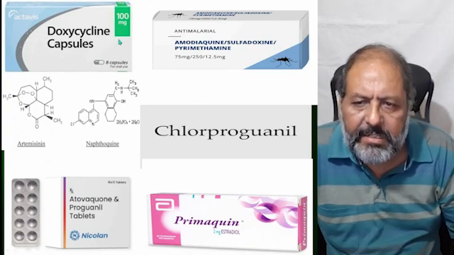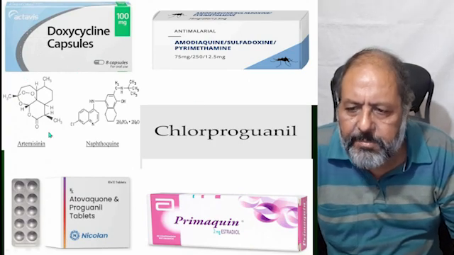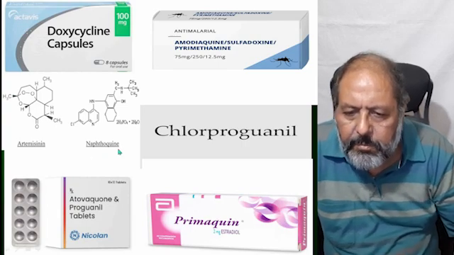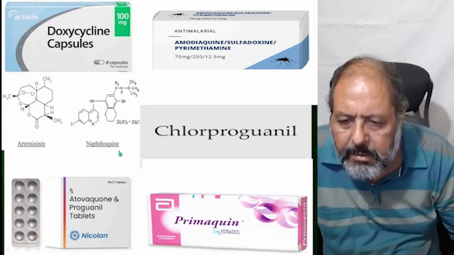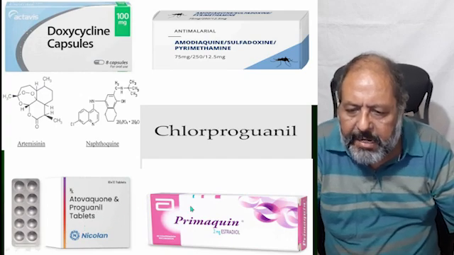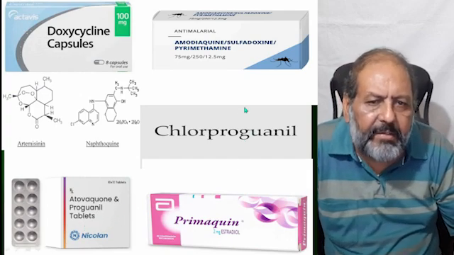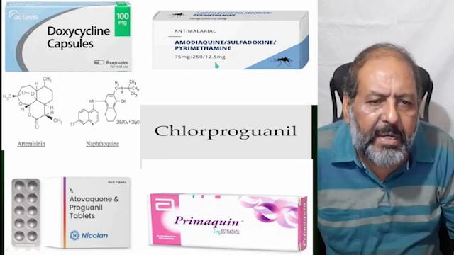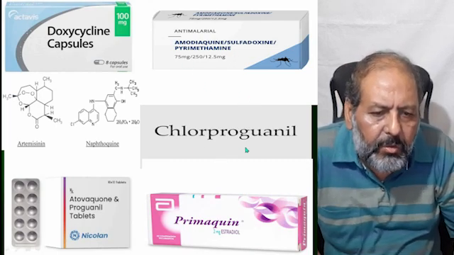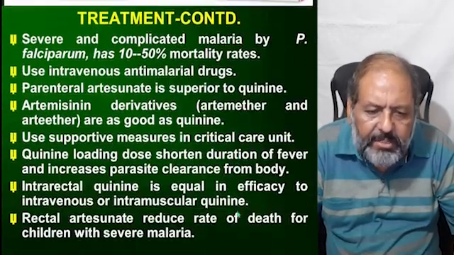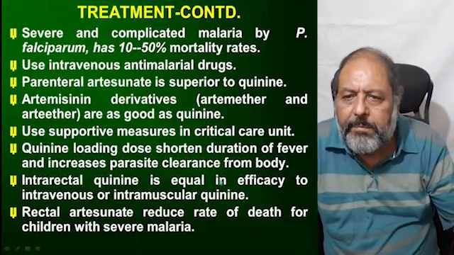And here one can use doxycycline capsule 100 milligram, then artemisinin and naphthoquine, and then atovaquone and proguanil tablets, and amodiaquine plus sulfadoxine pyrimethamine, then chlorproguanil and primaquine, which are used for the different ones.